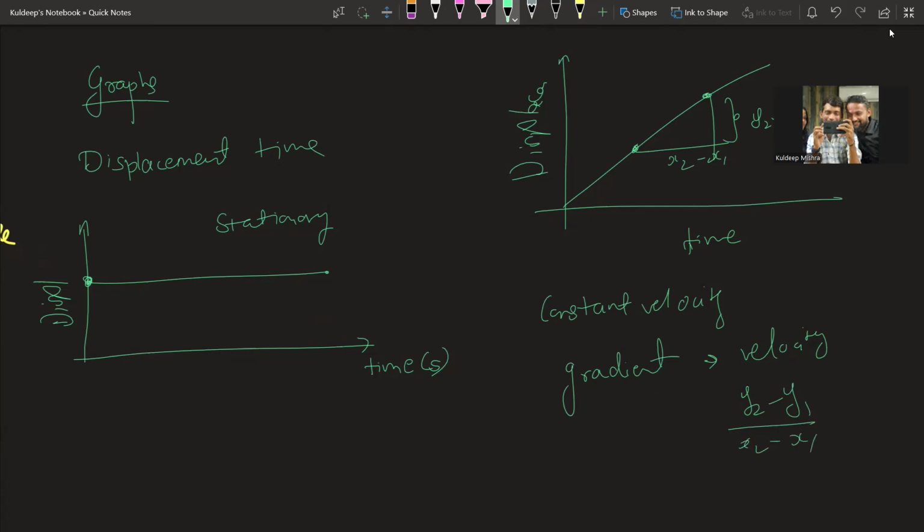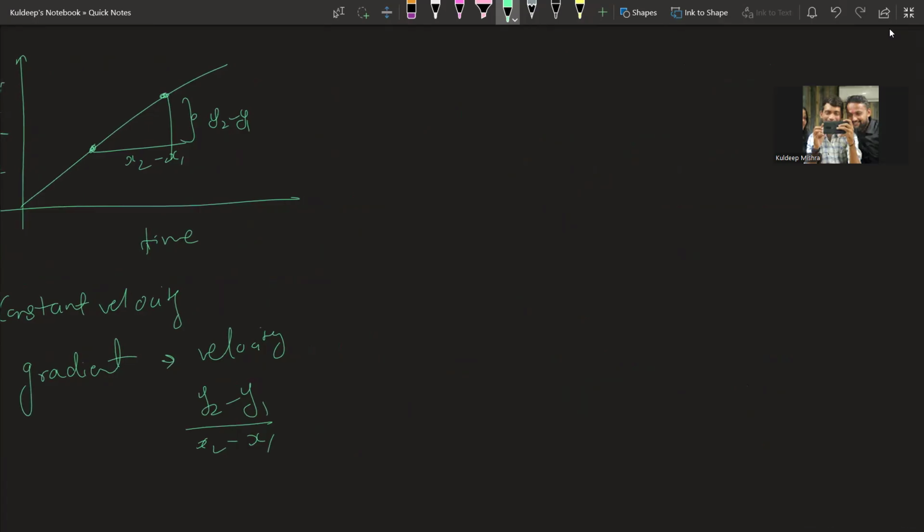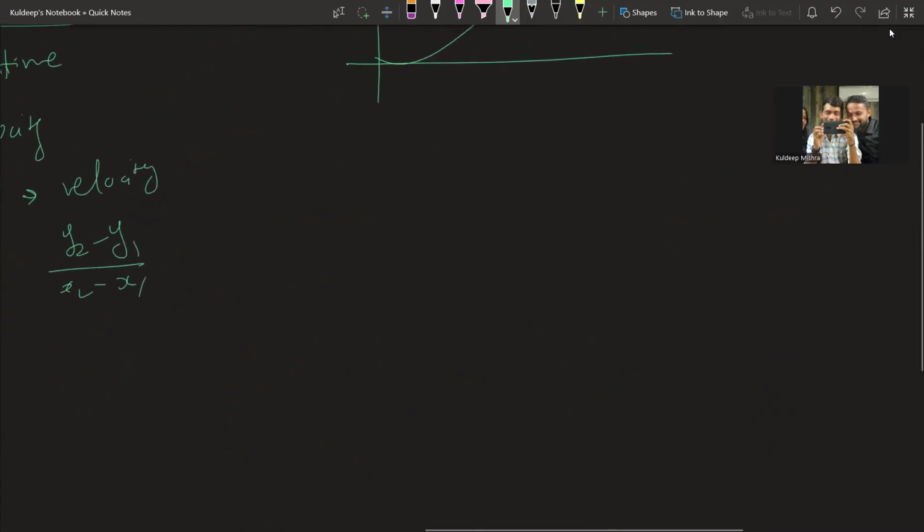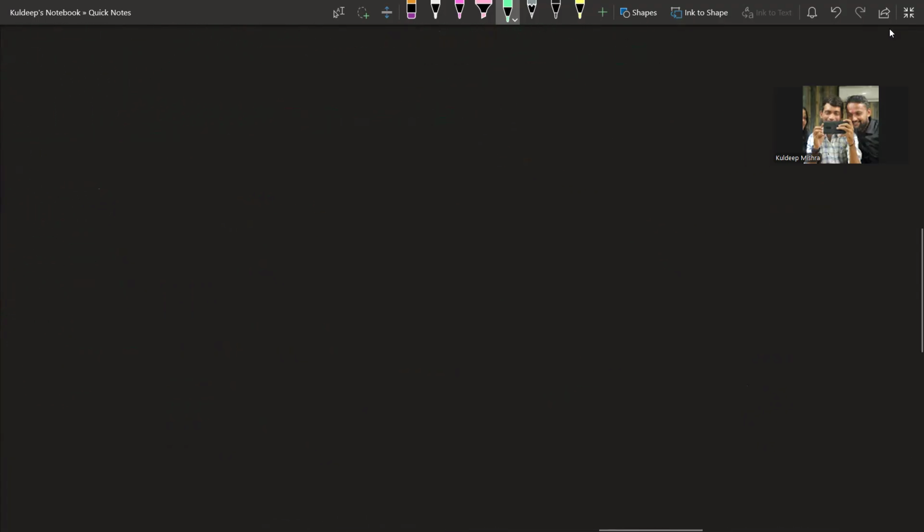And if the graph looks like this, then it is an accelerated motion and you really can't do anything about it. Okay. Then let us come to, we did velocity. Let us come to something else.